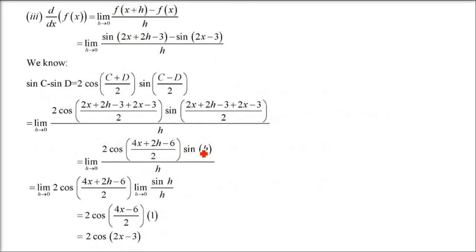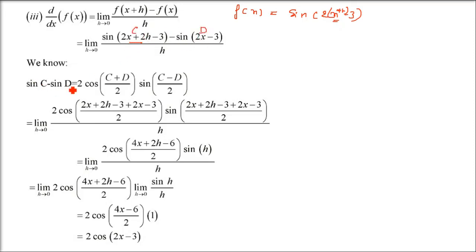Now the third one here is sin 2x minus 3. So here also we have to do the same thing. Just put x as x plus h. So sin 2x plus 2h minus 3, so 2x plus 2h minus 3. And then we have sin 2x minus 3.